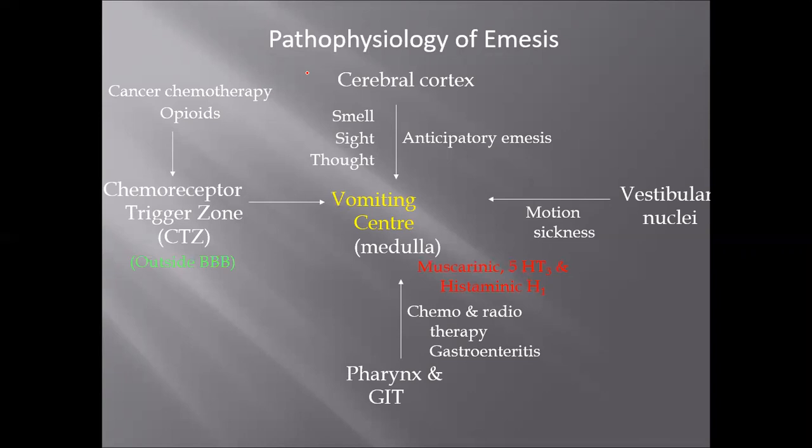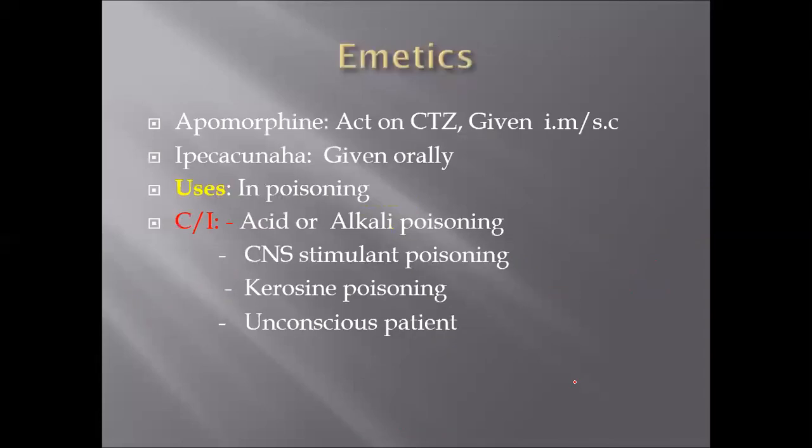Now, let's see what are the various receptors that are stimulated for this. So our therapy would depend upon blocking these receptors. Our vomiting center has muscarinic receptors, serotonin receptors, and histaminic receptors, which are stimulated, and our drugs act on these receptors. They block these receptors, thereby acting as antiemetic drugs. In the chemoreceptor trigger zone, we have the dopamine receptors, the serotonin receptors, and the opioid receptors. We have the muscarinic and histaminic receptors in the vestibular nuclei. We have the serotonin receptors that are present in the pharynx and GIT.